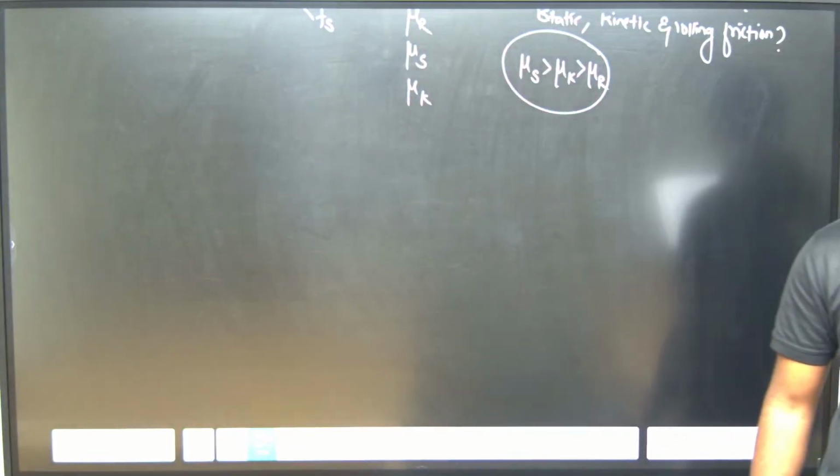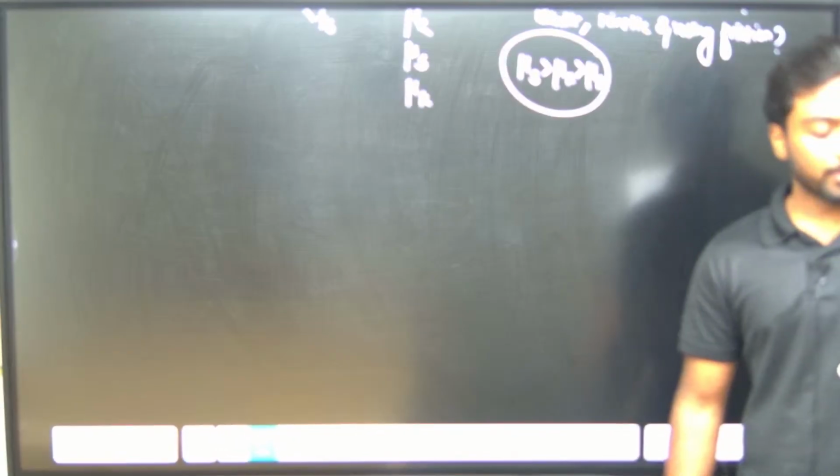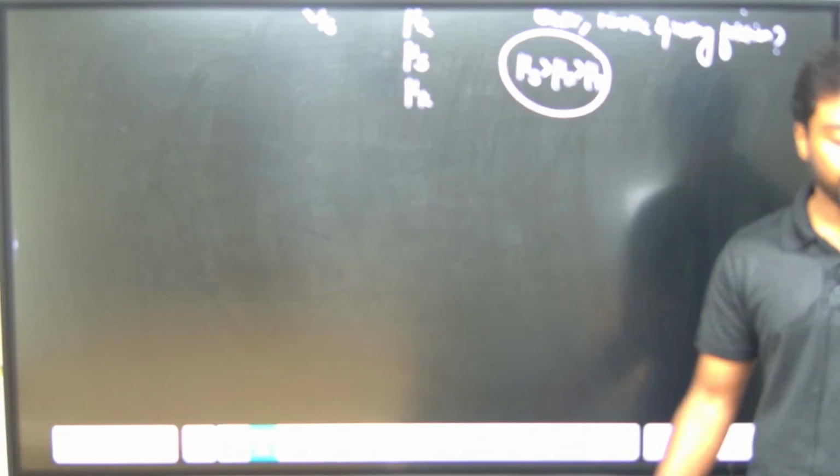Okay, a 20 kg block is initially at rest, a 75 Newton force is required to set the block in motion. After the motion, a force of 60 Newton is applied to keep the block moving with constant speed. The coefficient of static friction is. So what is the coefficient of static friction they are asking? This is the question.